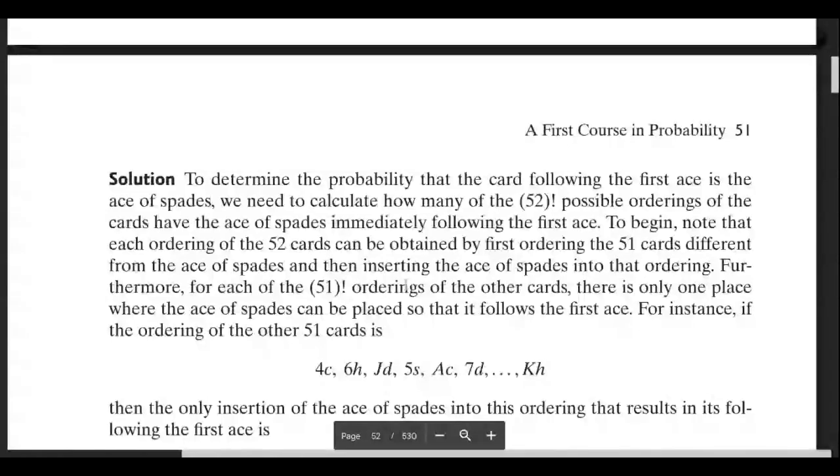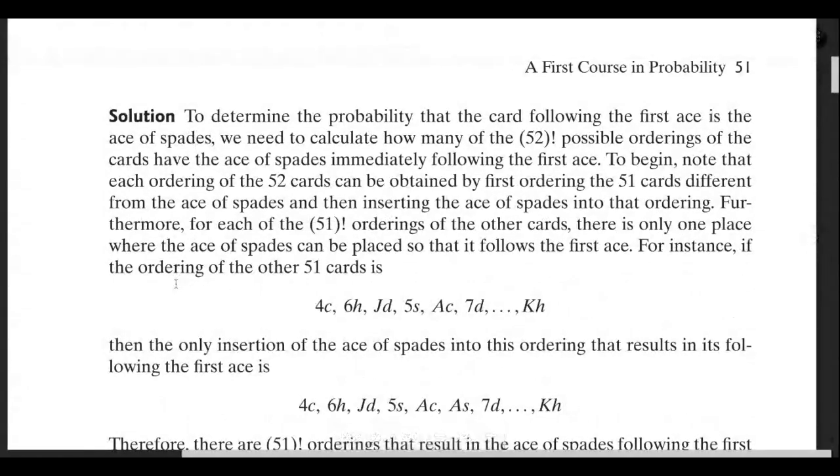Let's see the solution. So to determine the probability that the card following the first ace is the ace of spades, we need to calculate how many of the 52! possible orderings of the cards have the ace of spades immediately following the first ace. So how to begin this? Note each ordering of 52 cards can be obtained by first ordering the 51 cards different from the ace of spades, and then inserting the ace of spades into the ordering. So then for each of these 51! orderings of the other cards, there's only one place where the ace of spades can be placed. So it follows the first ace.